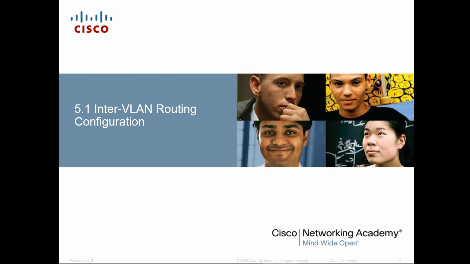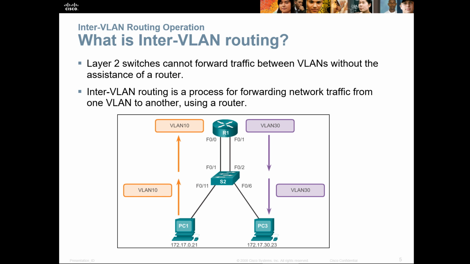Alright, so inter-VLAN routing. That is going to be communicating between VLANs. So it has to go up to some type of Layer 3 device. Here we have a router, a switch, and two PCs. The PCs are in different VLANs. So this PC is in VLAN 10.